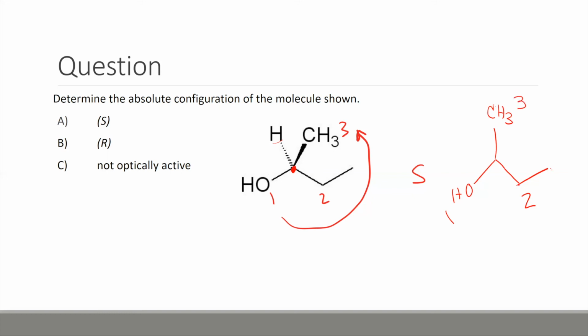hydrogens. Priority 3. Now remember, once you assign the priorities and you have it in this configuration with our hydrogen pointing away from us in the back, we're going to draw an arrow connecting from 1 to 3. And this arrow is going counterclockwise. So it is an S configuration.